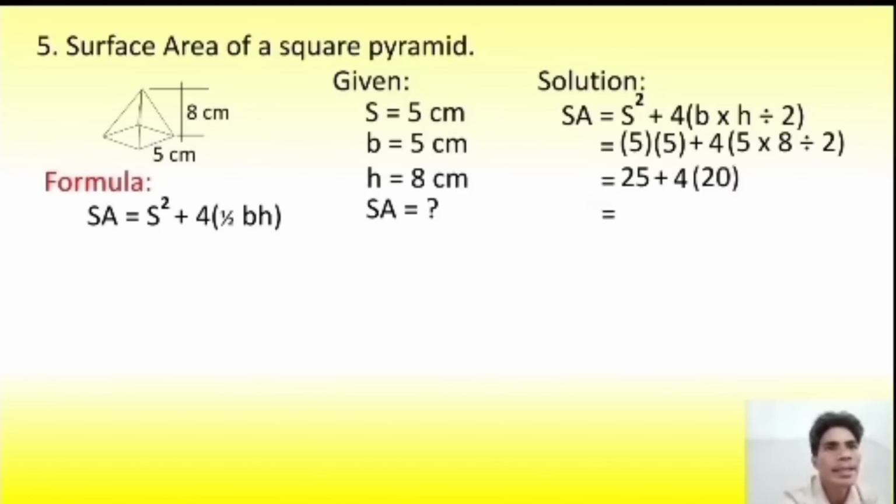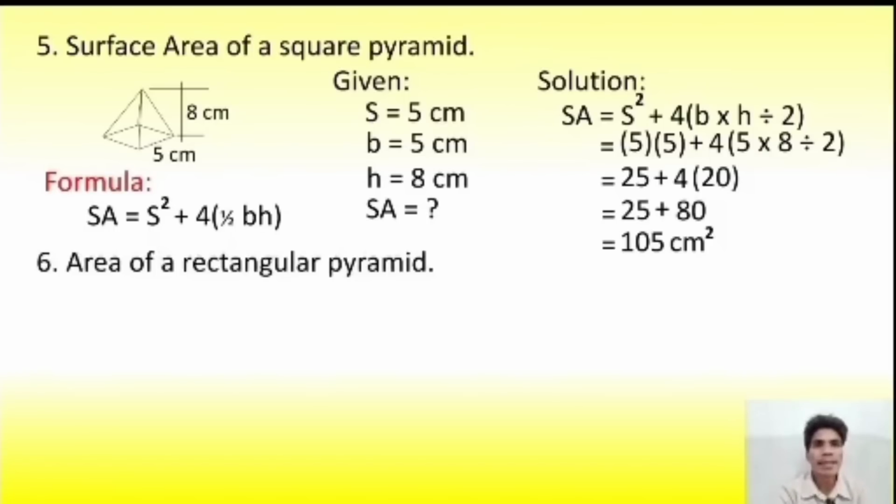Then equals, copy 25 plus 4 times 20 is 80. Then equals 25 plus 80 equals 105. Then copy centimeter, then put squared. So the surface area of the square pyramid whose base is 5 and the height is 8 is 105 centimeter squared. The next, area of rectangular pyramid.